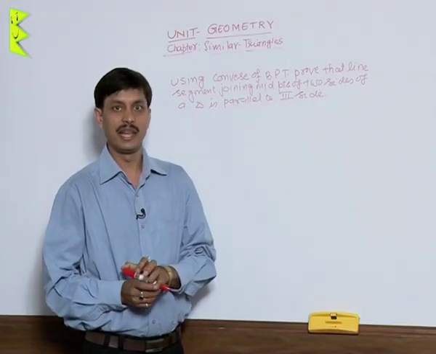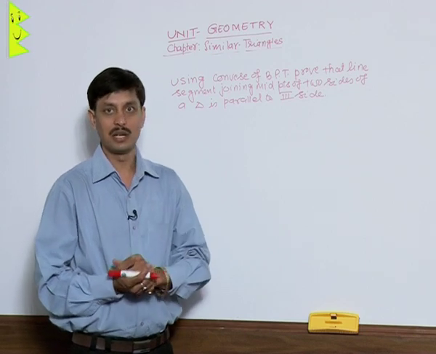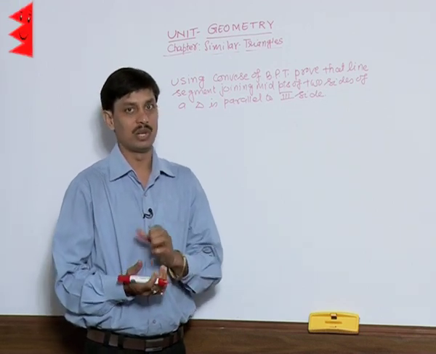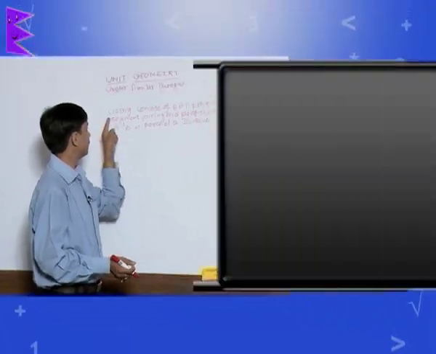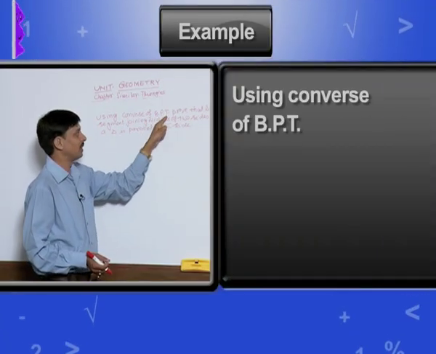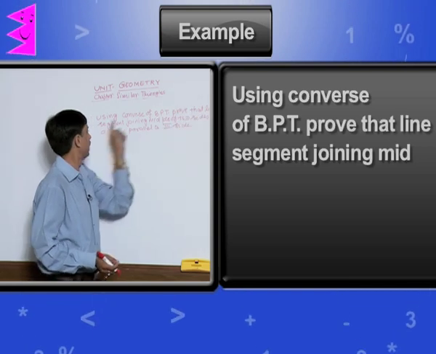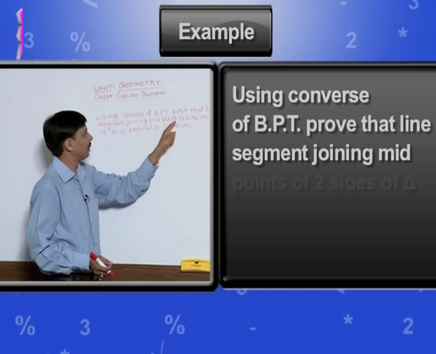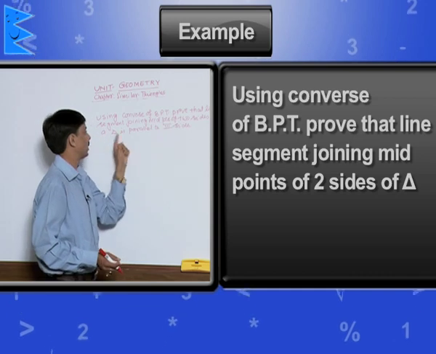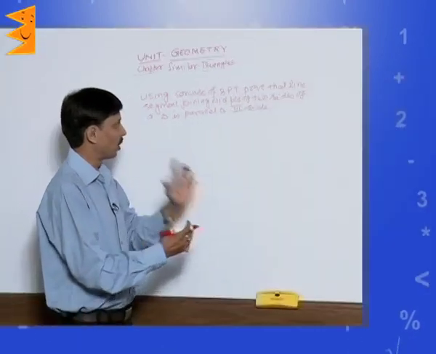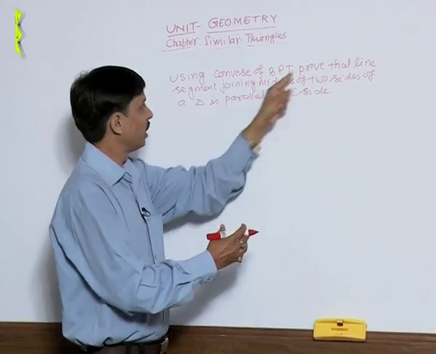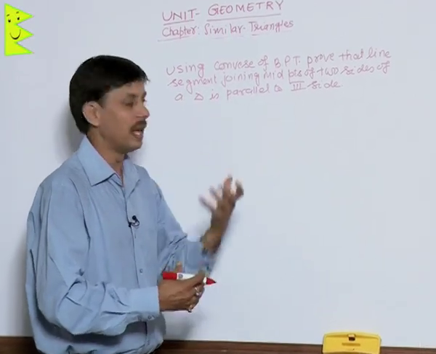Now I am taking an example where we will apply the converse of BPT, the converse of Thales theorem. What is that important example? Using the converse of BPT, prove that the line segment joining the midpoints of two sides of a triangle is parallel to the third side. So in order to show this, according to what is given, we will make a figure.